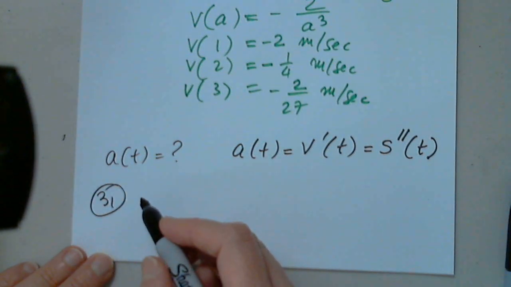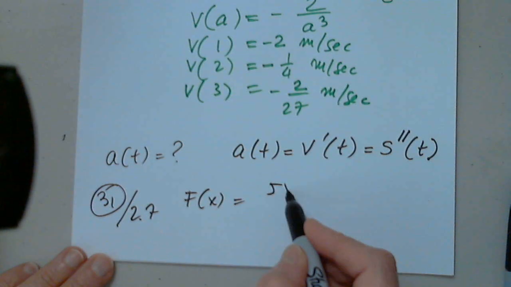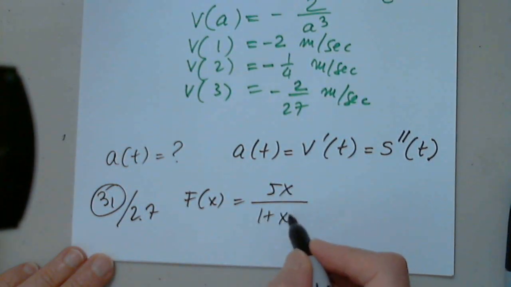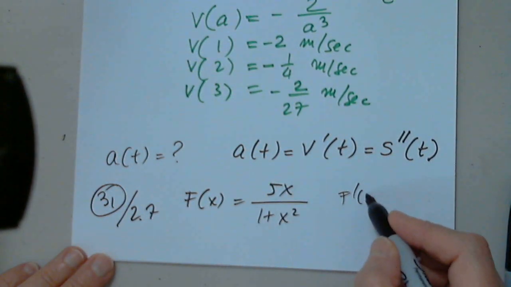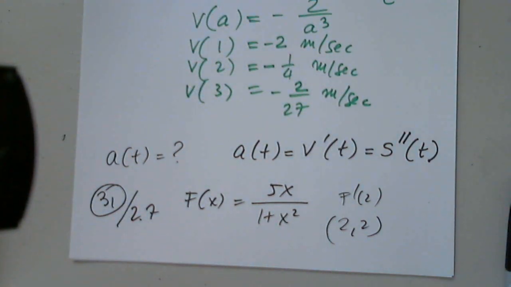And this is in 2.7, and we have f of x equals 5x divided by 1 plus x squared, and they want us to find f prime of 2 because they want the equation of the tangent at 2 comma 2. Perfect example.